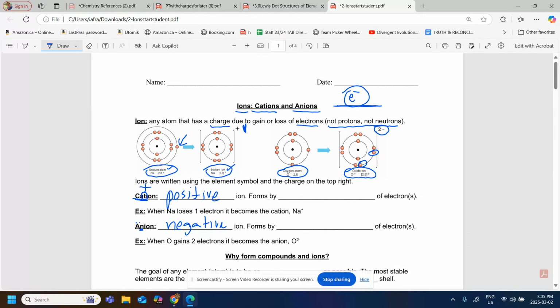A negative ion. So cations form by losing electrons, one or more. So for example, sodium lost 1 to become sodium plus 1. We don't have to put a 1 if it's a 1, we can just put plus, but if you want to for now, you can put a 1. And anions, they form by gaining 1 or more electrons. So oxygen gained 2 electrons, it became O2 minus.